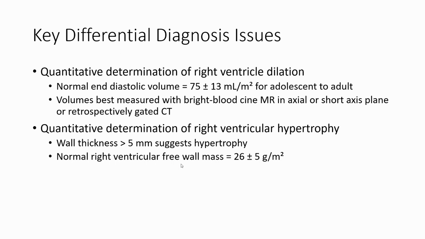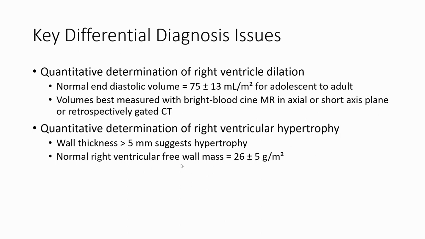Quantitative determination of right ventricle dilatation: normal end-diastolic volume equals 75 plus or minus 13 mL per meter squared for an adult. Volume is best measured with steady-state free precession sequences in axial or short axis plane, or retrospectively gated cardiac CT.